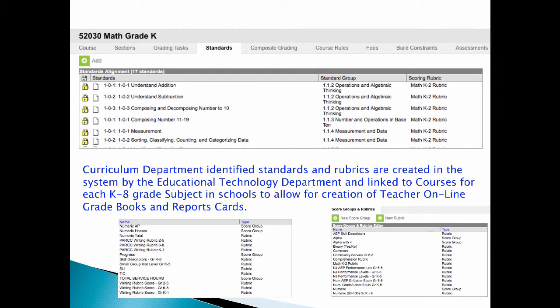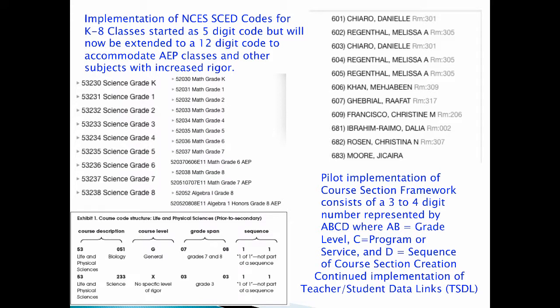Identified course standards linked to rubrics and/or score groups are then attached to the course to allow for gradebooks and report cards. The original implementation of NCES SCED codes for identification of courses is being expanded as needed in the elementary grades to allow for increased rigor identification.